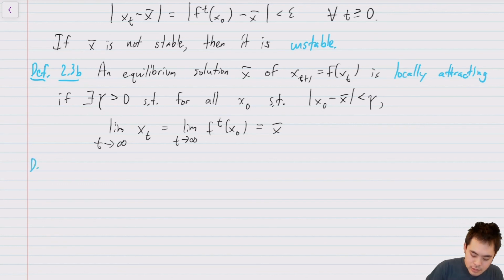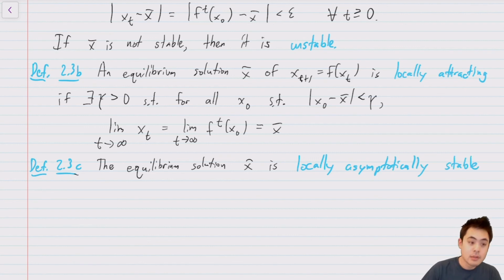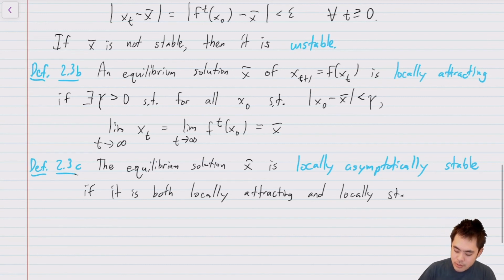And furthermore, if something is both locally stable and locally attracting, then we have a special term for that. So the equilibrium solution x bar is locally asymptotically stable if it is both locally attracting and locally stable. Let's make that clear. Later on, we'll define what it means to be globally attracting and or stable, but for today, we're only going to define things locally.